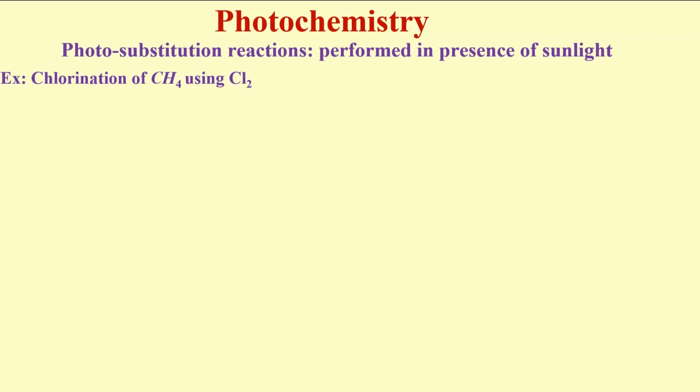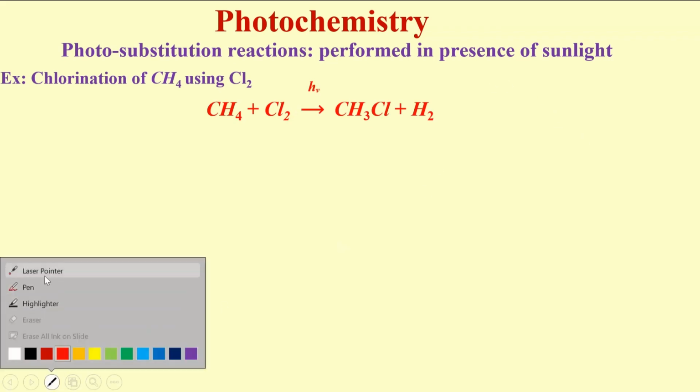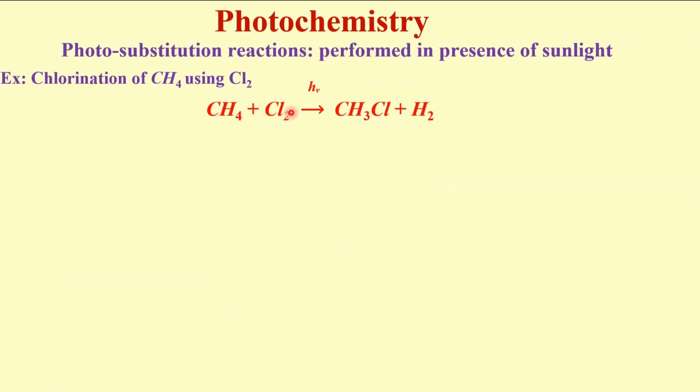Chlorination of methane using chlorine in the presence of UV light is an example of photosubstitution reaction. Here, the methane reacts with chlorine in the presence of UV light to give methyl chloride and hydrogen chloride.